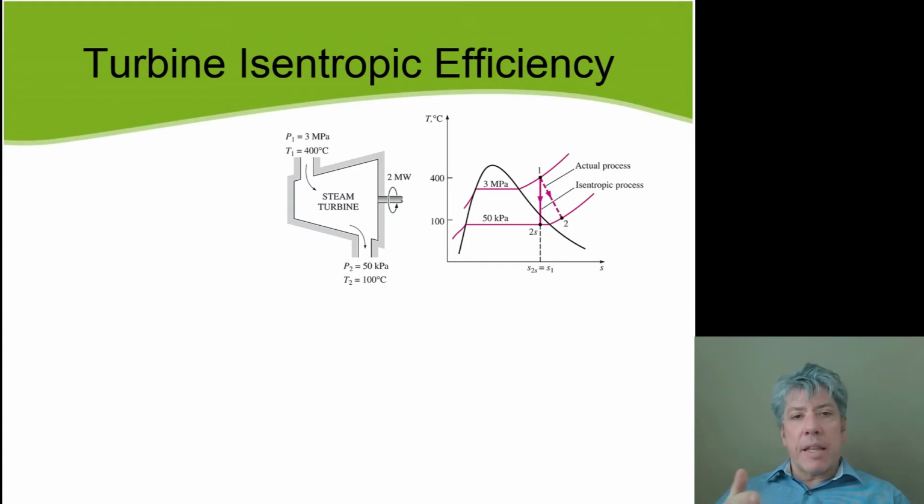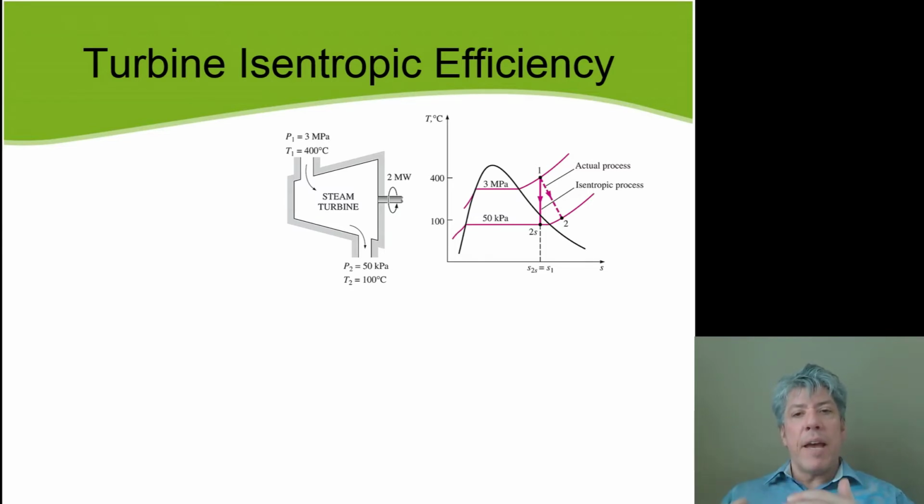And if you look at the process on a TS diagram, where the fluid comes in at state 1, where it's at 3 megapascals, and it leaves at state 2 at 50 kilopascals, we'd like for it to drop straight down from state 1 to state 2 along an isentropic line. Unfortunately, that's not what happens. The entropy of the fluid actually increases as it moves through the turbine because it's a non-isentropic turbine. It's a real turbine. And so the actual process path is shown as the dotted line in the TS diagram, so that the entropy actually increases.